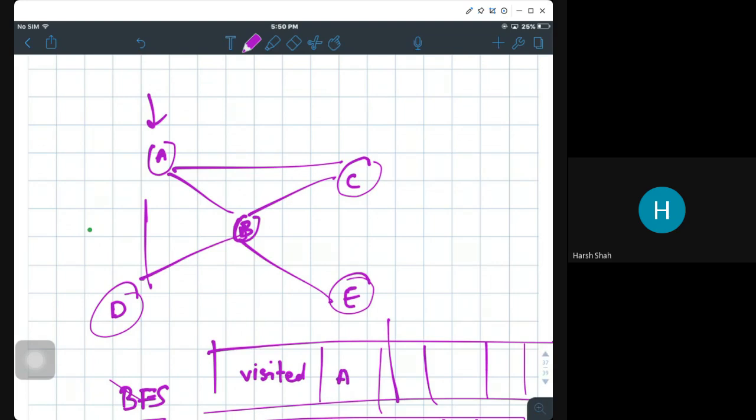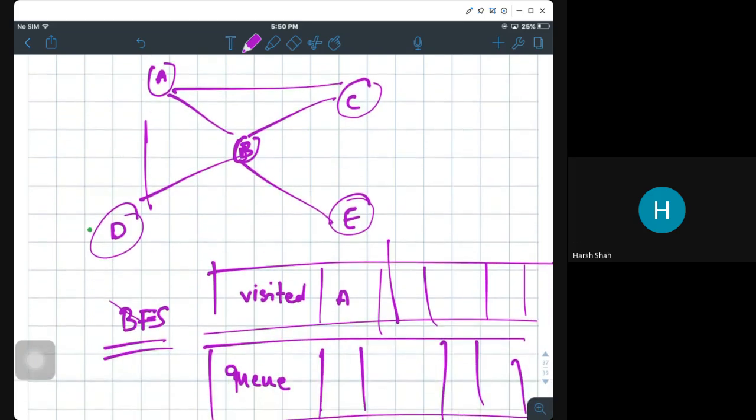I have visited A. I am marking it visited. I add all the neighbors of A to my queue. So what are the neighbors of A? B, C, and D. Now my A is visited. Now I come to the queue. I extract the first element. I extract B. Now I am at B. What are the neighbors of B? C, D, and E. So C and D are already there. E also I'll add. And I mark B as visited. B is over. I can remove B.